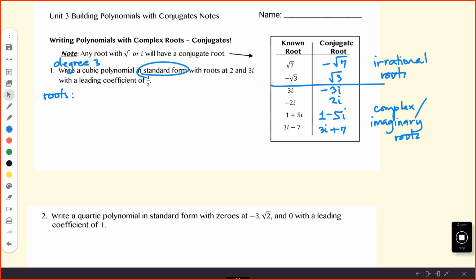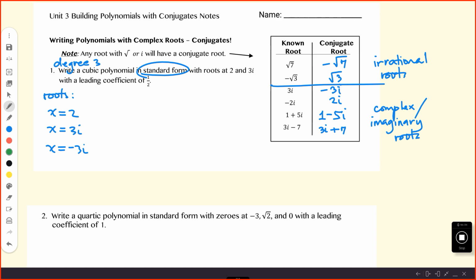What is the first root? x equals 2. And what's the second one? x equals 3i. Now, since we have a 3i, that is imaginary, so this one comes with its pair to complete 3, because there should be 3 roots and 3 factors. What is the conjugate pair of 3i? Negative 3i.